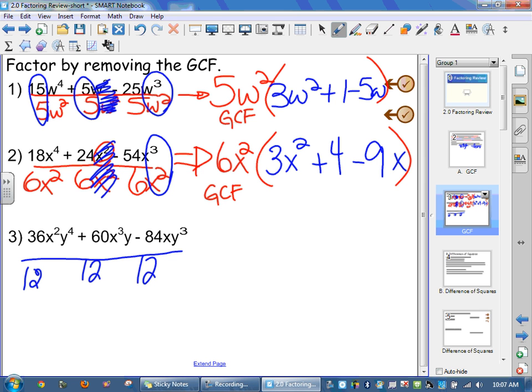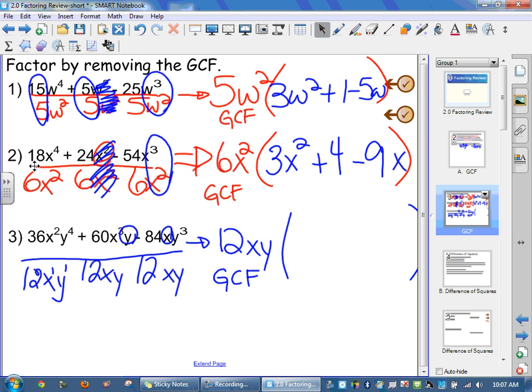So we take a look, our smallest amount of x's is x1. Our smallest amount of y's is y1. We're going to divide out 12xy from each of them. So 12xy is my GCF. Again, it's on the outside of brackets, and the answer to dividing is on the inside.